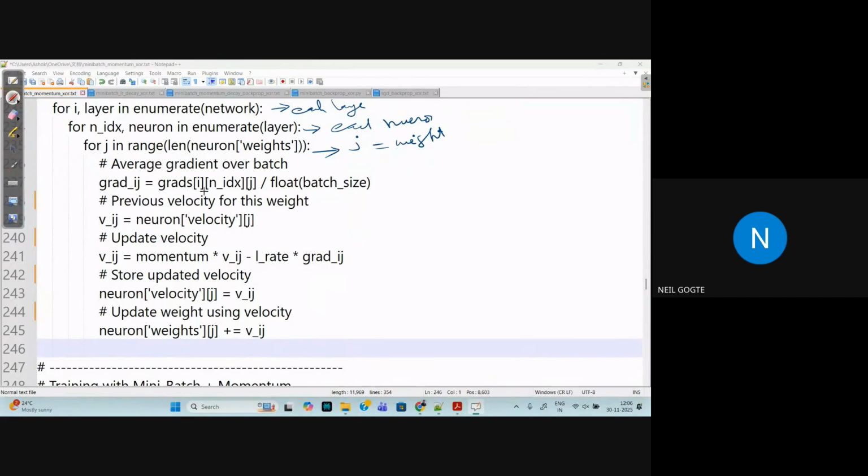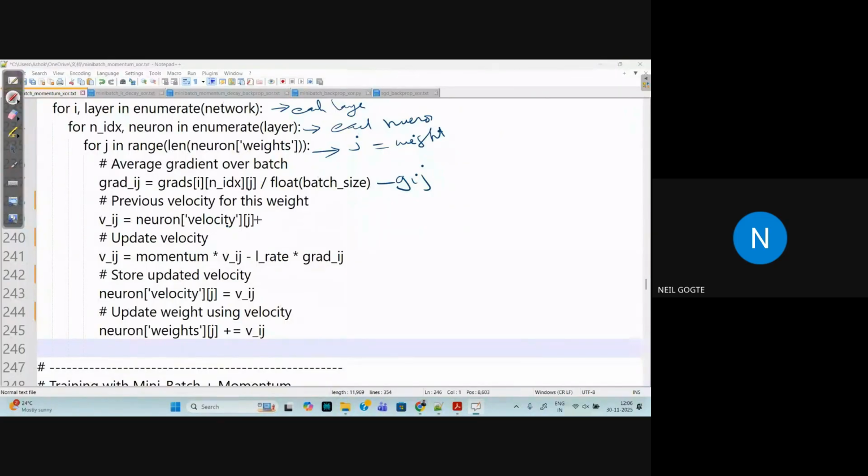We already know how to get the gradient average. This is the gradient average. This is the GIJ, as they call it, for the ith layer, jth neuron, jth weight of a particular neuron. So actually there should be three indexes, but that's okay. GIJ, then the previous velocity for this weight is this. This is what we have stored earlier for a particular weight.